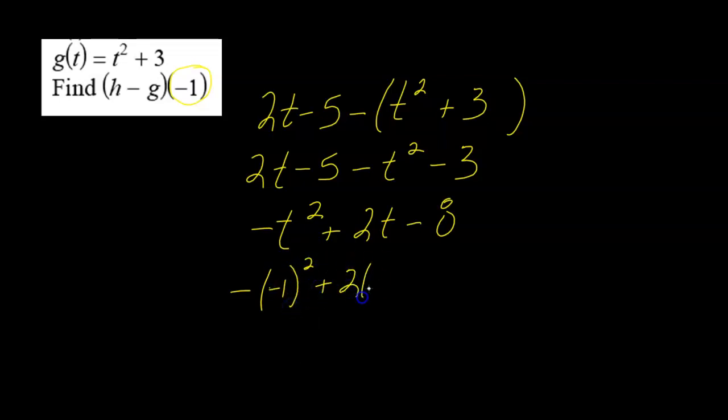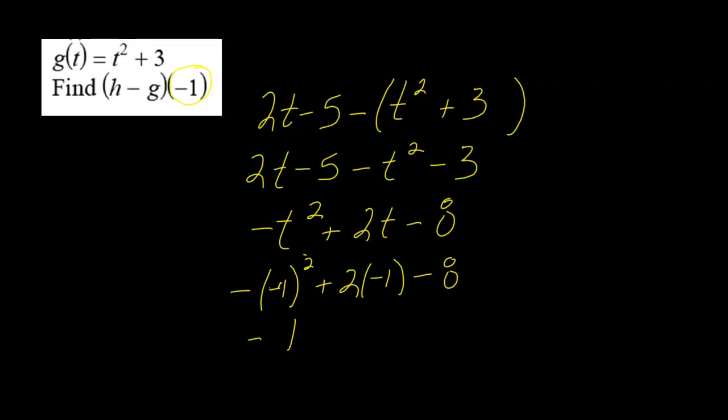Plus 2 times negative 1 minus 8. Okay, so this power of 2 is only on this guy right here, so this is going to go positive. So this actually turns into negative 1, because this power of 2 does not affect this negative out front.